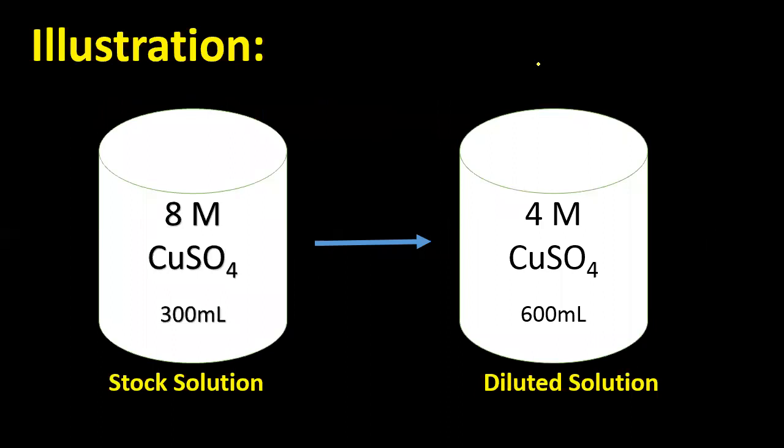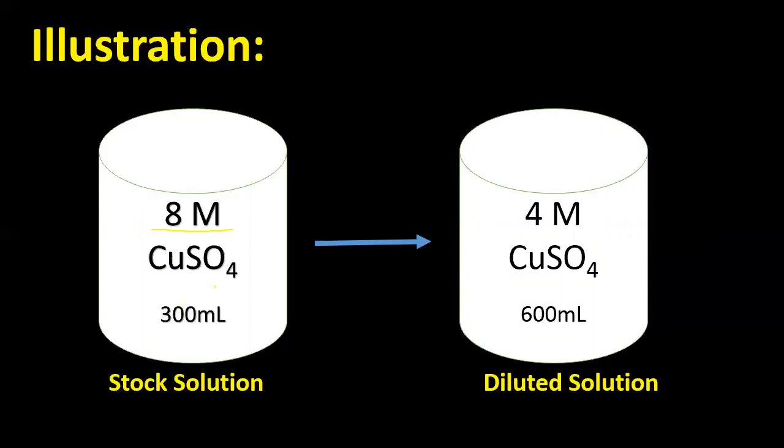Okay, for example, we have copper sulfate. Yung copper sulfate natin, initially, we have 8 molar. Ito yung concentration niya, molarity. One way to express the concentration of a solution of a chemical is through its molarity. When you say molarity, it is the moles of the solute per liter of solution. So, yun yung molarity natin.